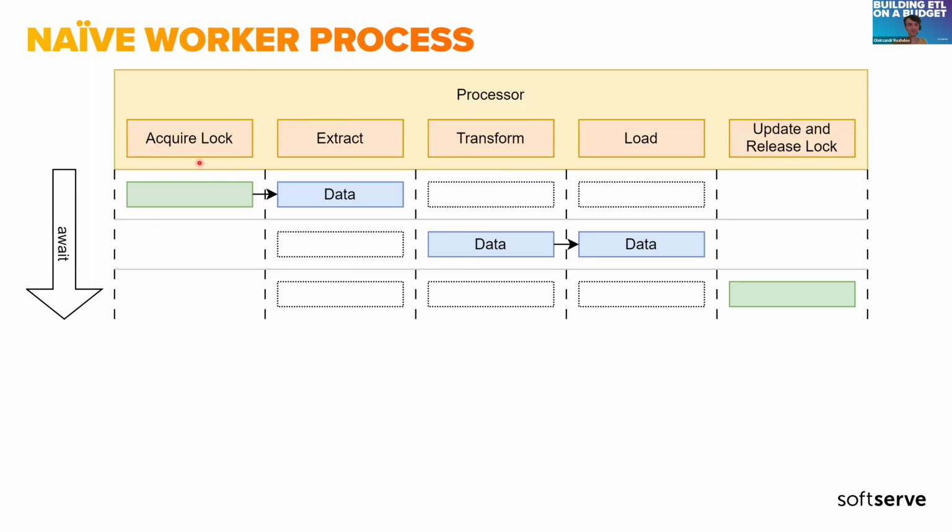First, we acquire the log and the latest process change version. Then extract all records from the source, starting from the given change version. Transform and load this data, and finally update the log with the new change version and release it.